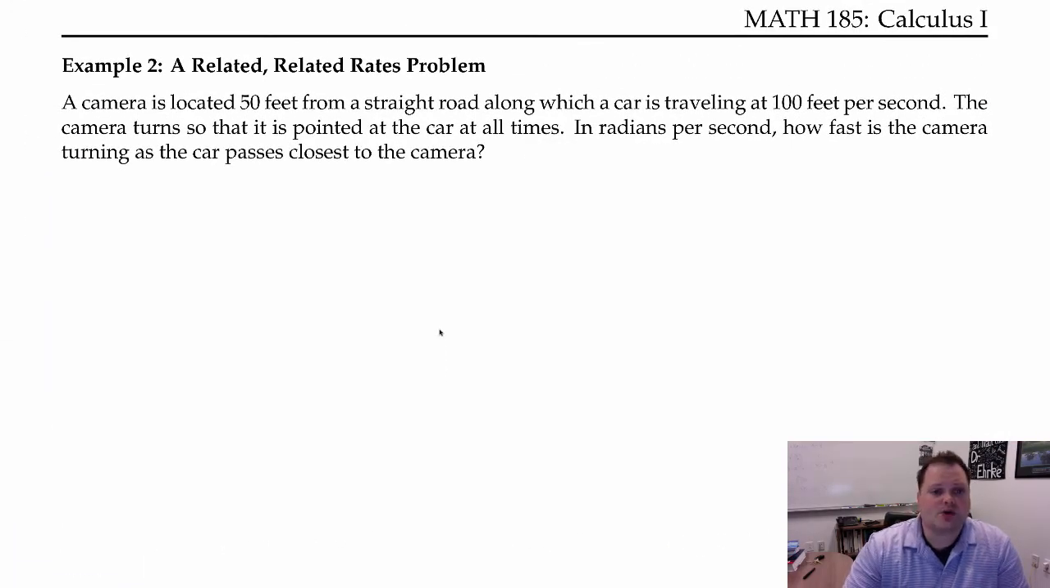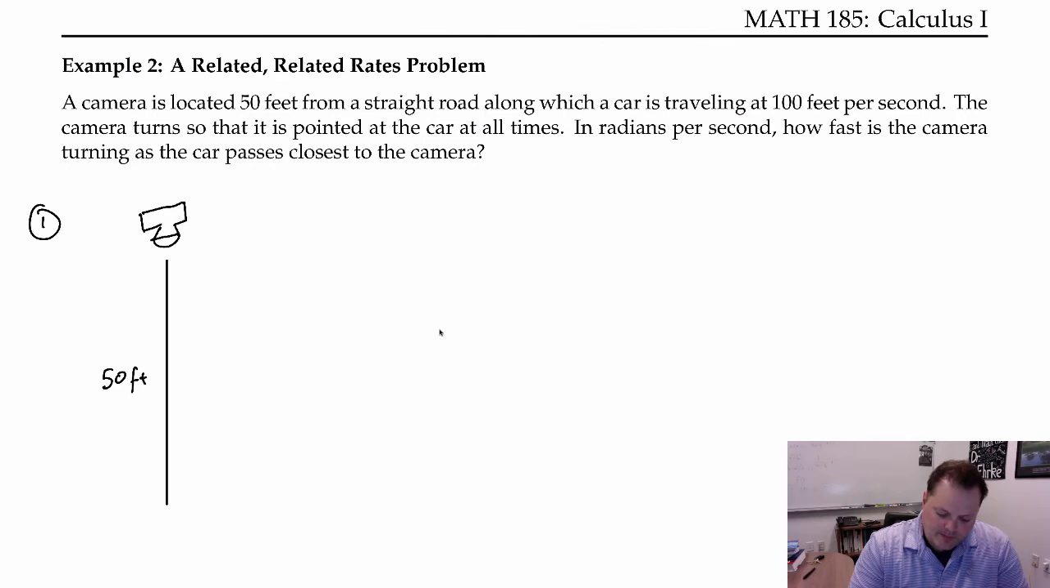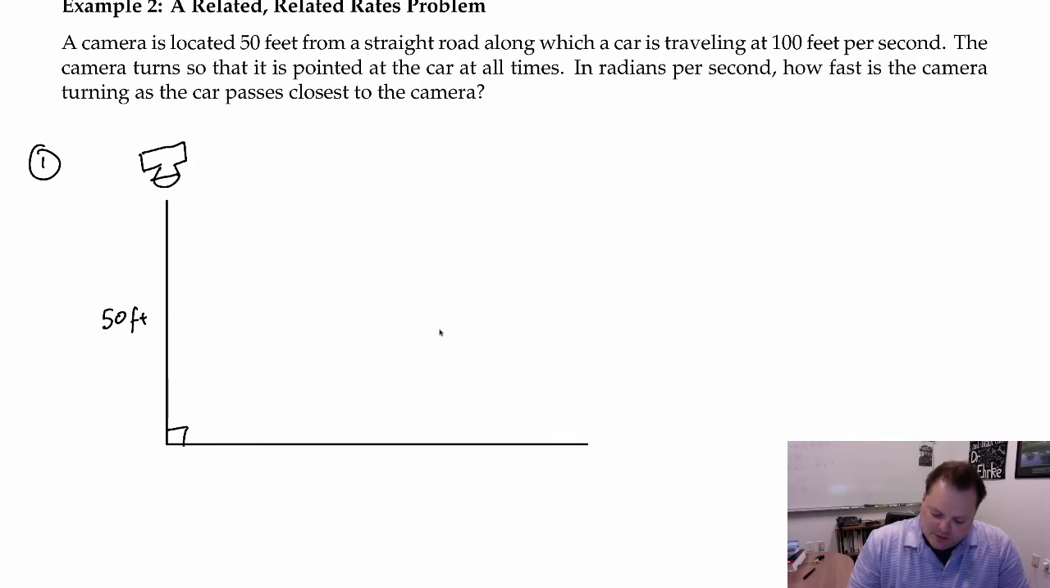All right, so the next example is very similar. We're going to draw the diagram together. So this is step 1. You've got a camera, I'll do my best to draw a camera here. So you've got a camera that's located 50 feet away from a straight road, along which a car is traveling at 100 feet per second. So if we call this distance x, then we know that dx/dt is negative 100 feet per second, just like on the previous example.